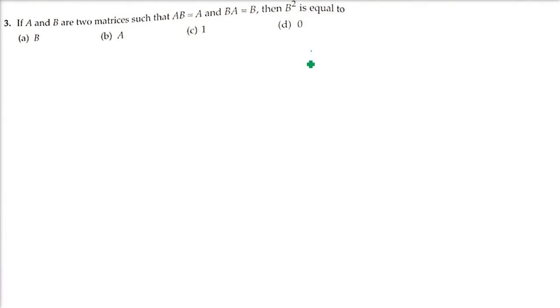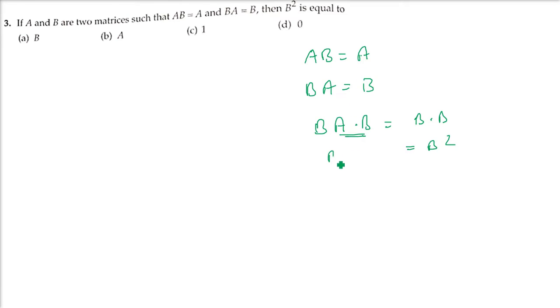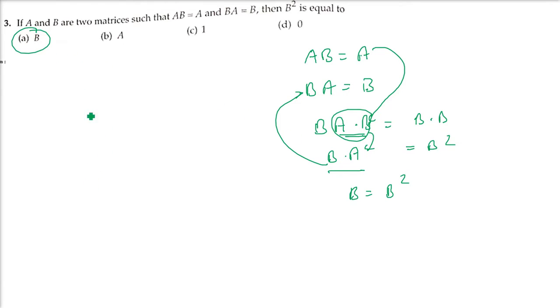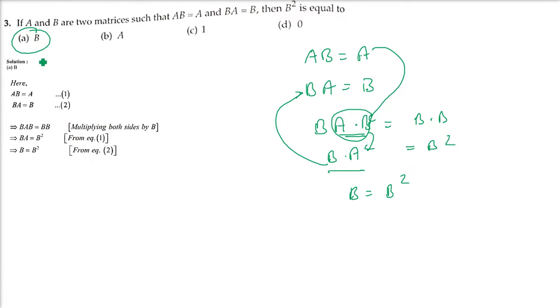If A and B are two matrices such that AB equals A and BA equals B, then B square is equal to. So multiply b with both of these. Right hand side b square. AB is equal to what? In place of AB, you can replace it by A from here. And now BA is equal to B from the second one. So B is equal to B square. Please remember, because a question is coming where we are going to utilize it. So B is equal to B square.